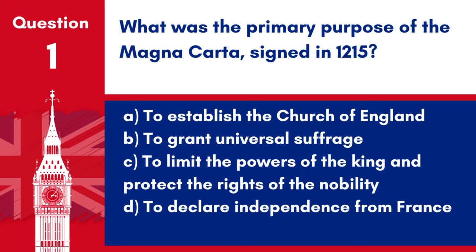Question 1. What was the primary purpose of the Magna Carta signed in 1215? A. To establish the Church of England. B. To grant universal suffrage. C. To limit the powers of the king and protect the rights of the nobility. D. To declare independence from France.